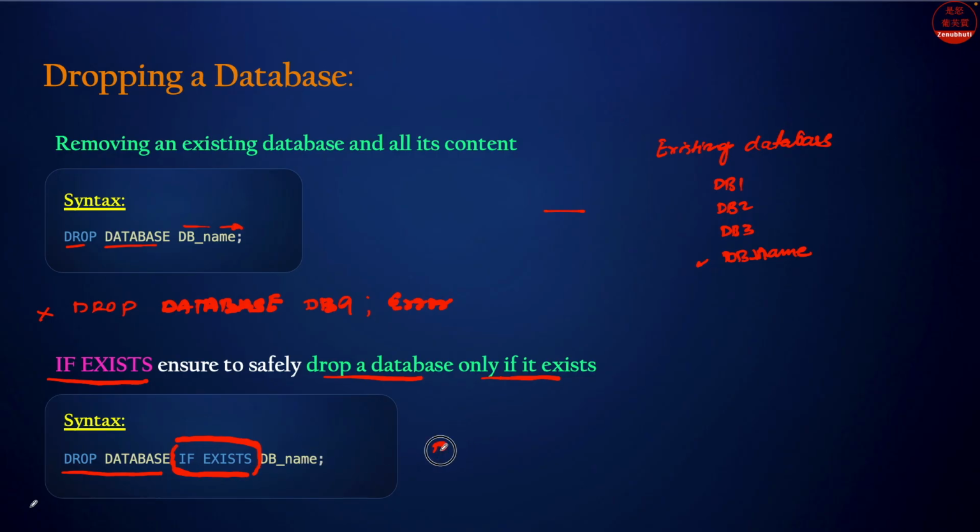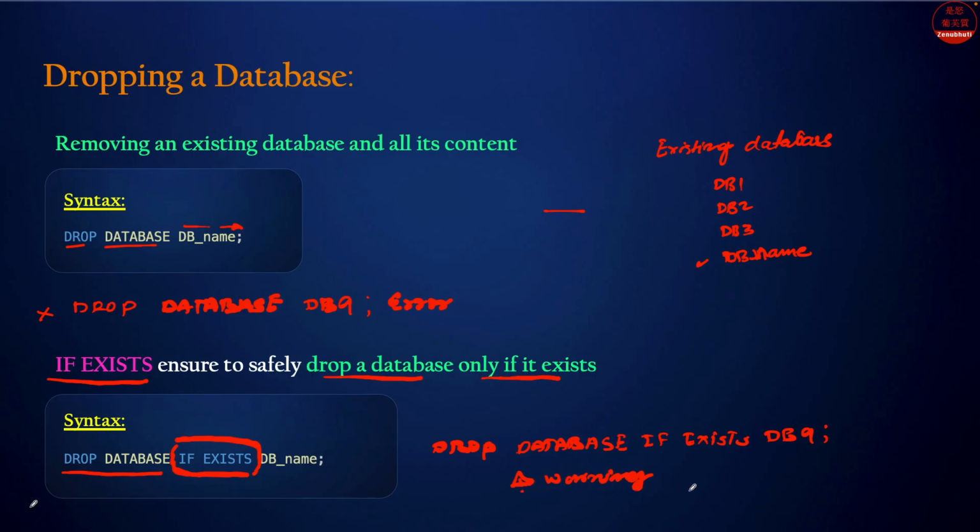Now let's see this with an example. Drop database, and after that I will say if exists, and then I write db9. Here we do not have that db9 database, right? It doesn't exist. Now this will just give us a warning.